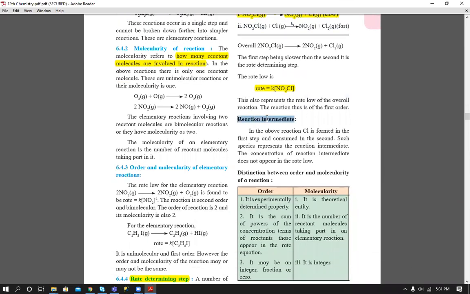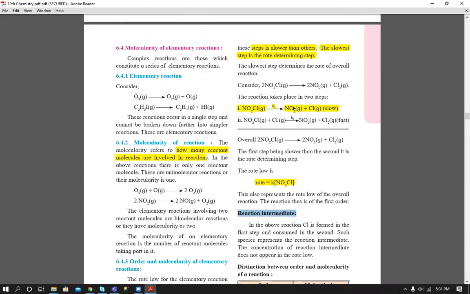And the most important term, reaction intermediate. What is a reaction intermediate? In this reaction you can see that NO2Cl breaks into NO2 and Cl. This Cl is produced in the first step and gets consumed in the second step. But in the overall reaction, the Cl is not present. Cl2 is a molecule, but I am talking about this Cl atom which is present in between the reaction.